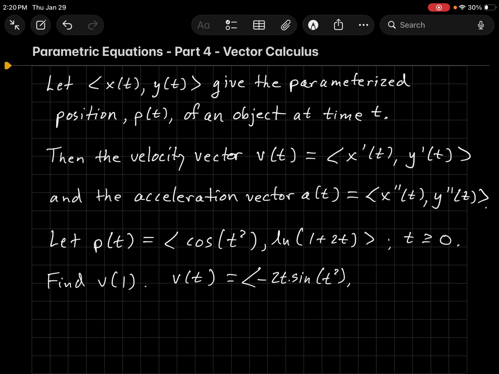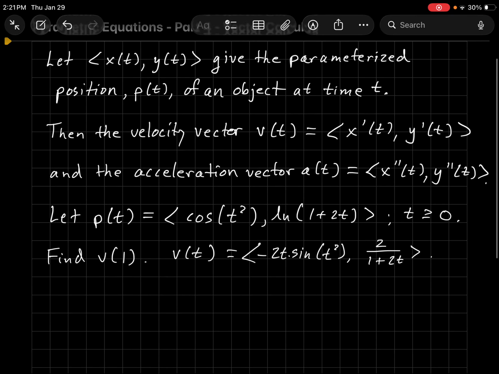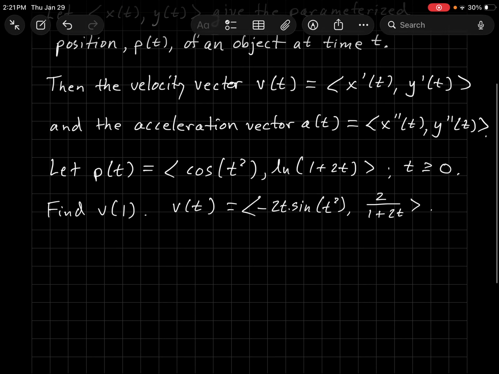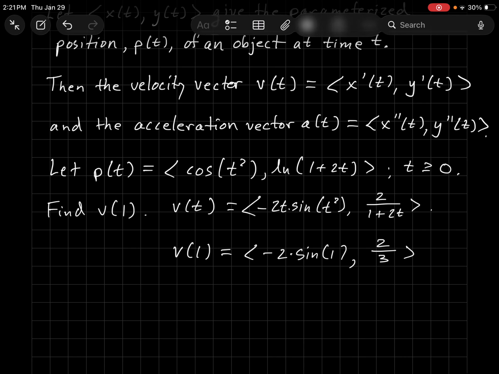comma, y prime, the derivative of natural log is u prime over u, and then v at 1 is negative 2 times the sine of 1, comma, 2 over 3. And there's my velocity vector at t equals 1.